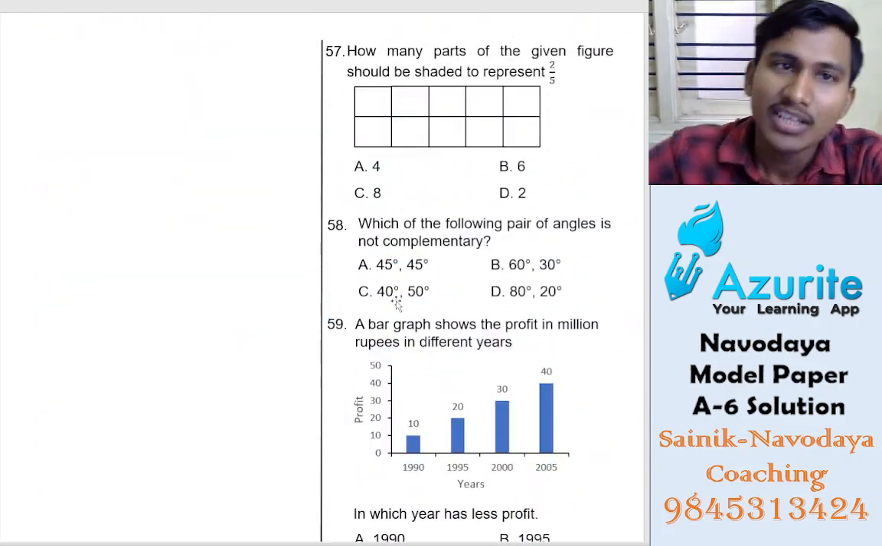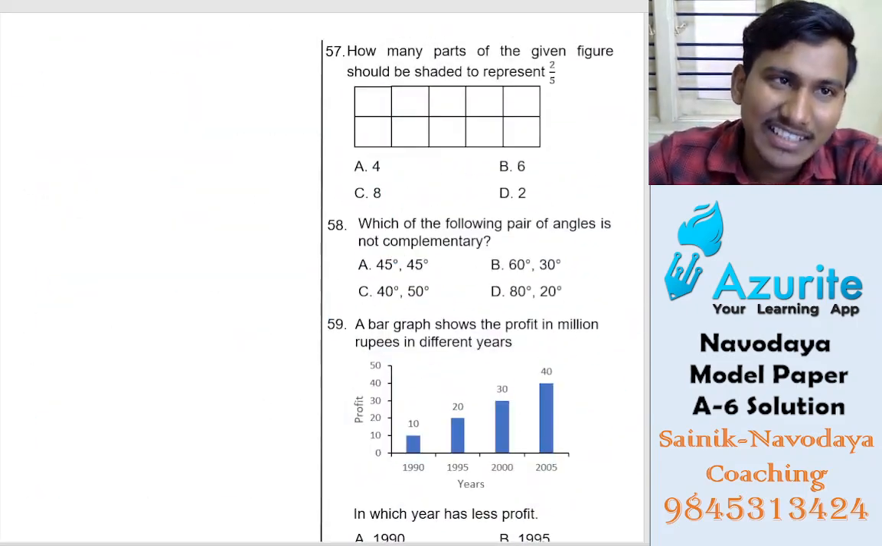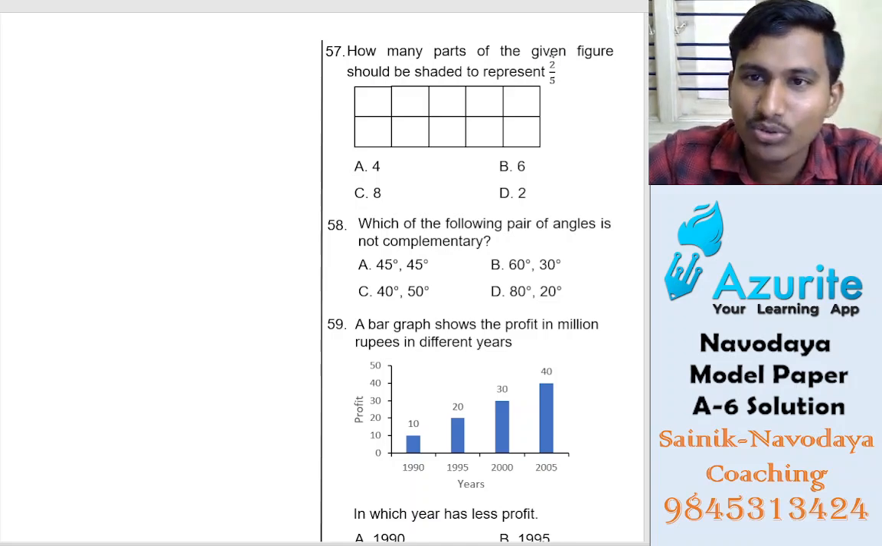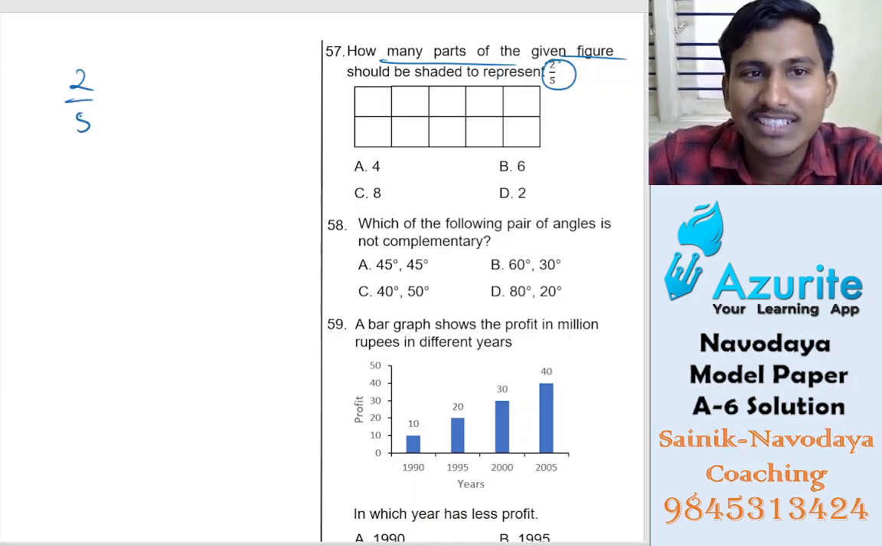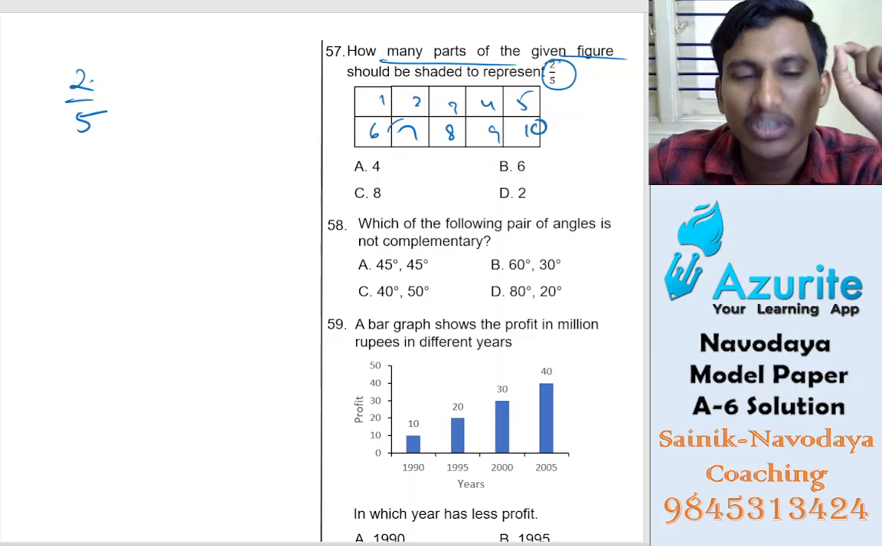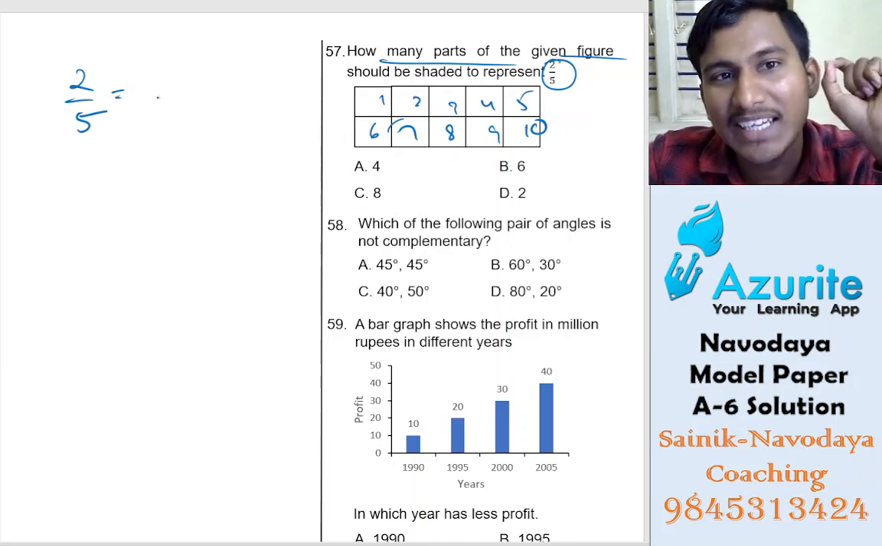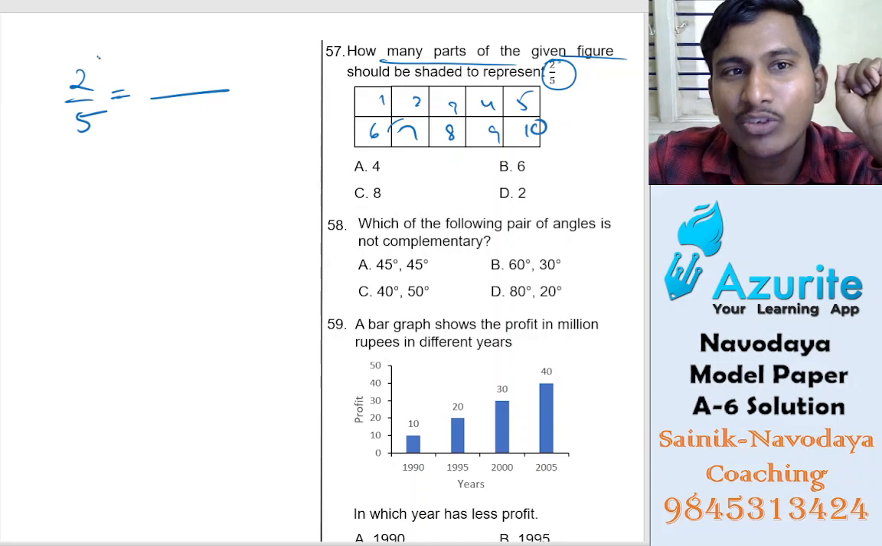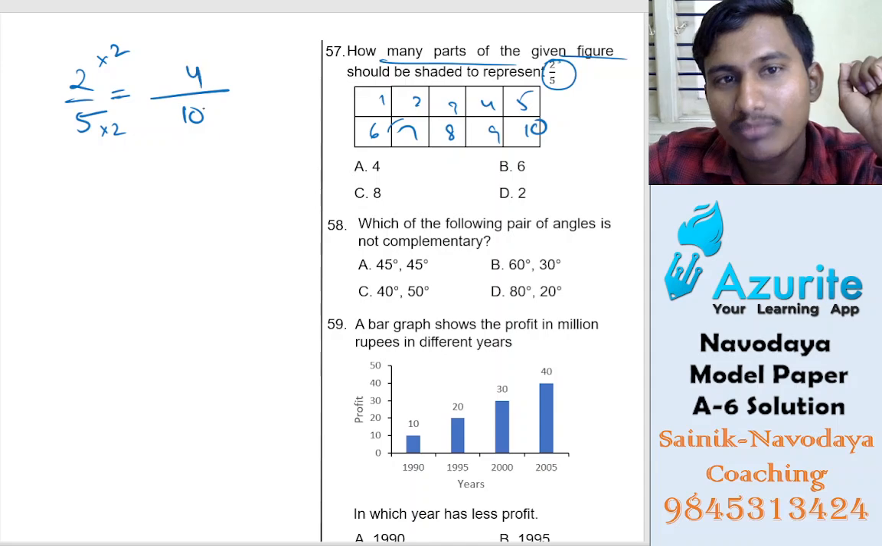Here it is a little confusing if you see. How many parts of the given figure should be shaded to represent 2 by 5? So 2 by 5 is there. Total how many are there? 1 2 3 4 5 6 7 8 9 10 are there. So to represent 2 by 5 we have to make it 10 now. So to make it 10, how much do we have to multiply? 5 2s are 10, 2 2s are 4.